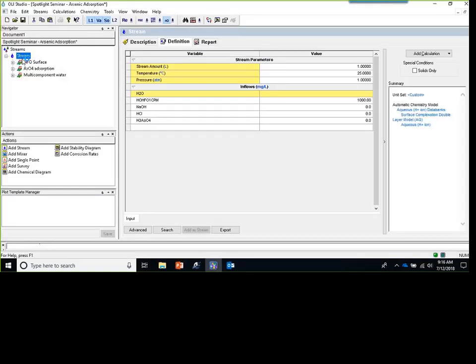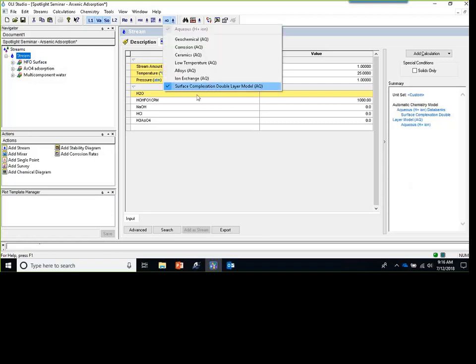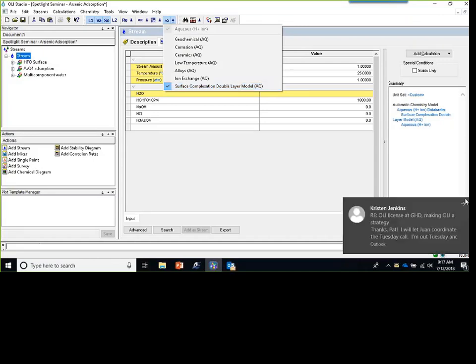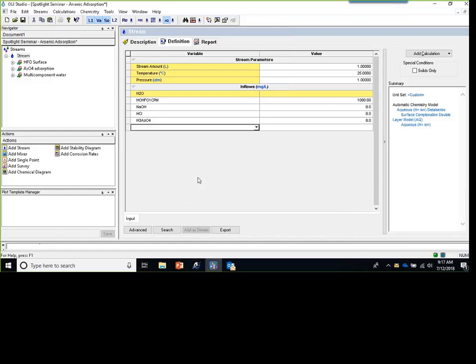Now we're into OLI Studio. How do we access that database? Well, depending upon the framework you're using, MSE or AQ, all you need to do is click on the down arrow and tell the software that you want to incorporate the chemistry of that private database into your calculations. So I just click on the surface complexation double layer model, and now these surface species are included. Okay, now let's try a chemical reaction.